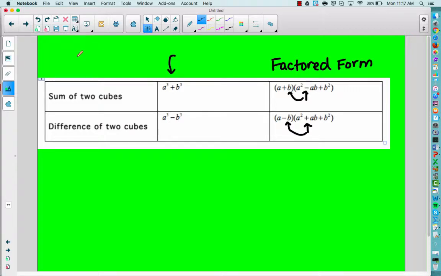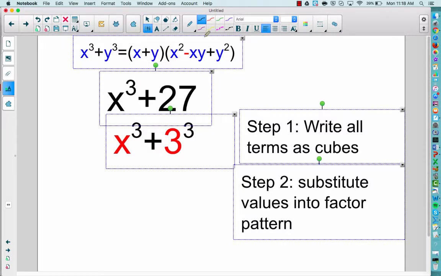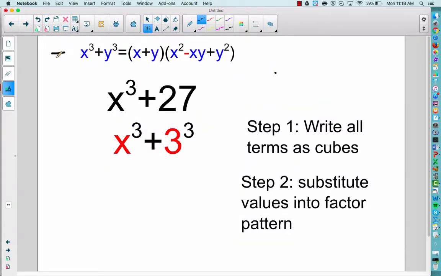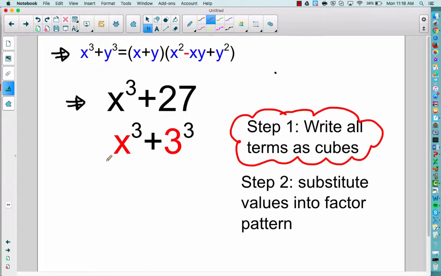Now, I know this really means nothing to you until you see it in use, so let's look at an example where we use it. First of all, this is the sum of cubes. So x cubed plus y cubed turns into x plus y times x squared minus xy plus y squared. Here's our example, x cubed plus 27. Step 1 is to write all the terms as cubes. Well, x cubed is already written as a cube, so I'm going to turn 27 into 3 cubed.